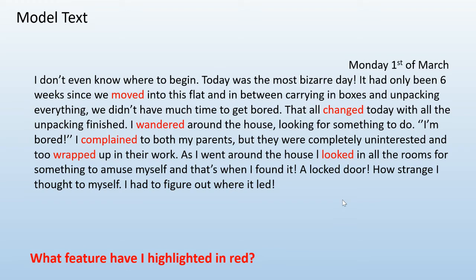As I went around the house, I looked in all the rooms for something to amuse myself, and that's when I found it. A locked door. How strange, I thought to myself. I had to figure out where it led. So take a look and see if you can figure out what feature I have highlighted in red.